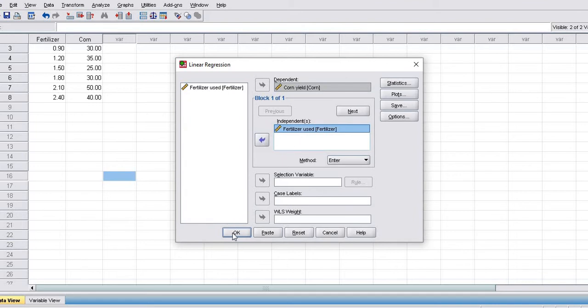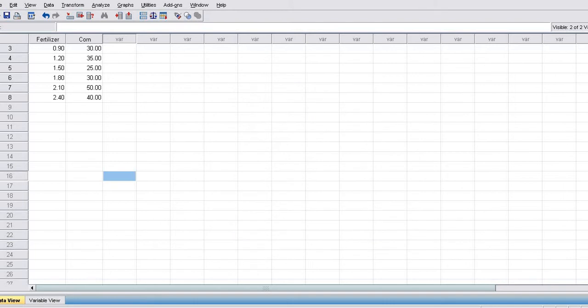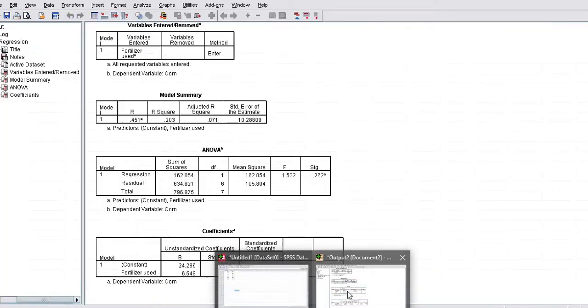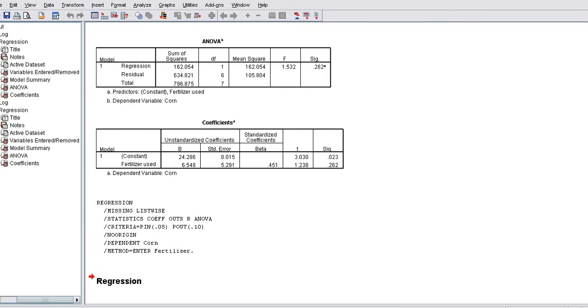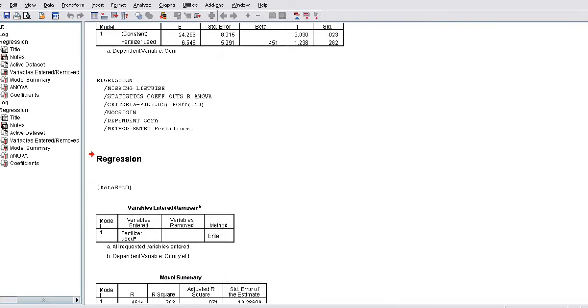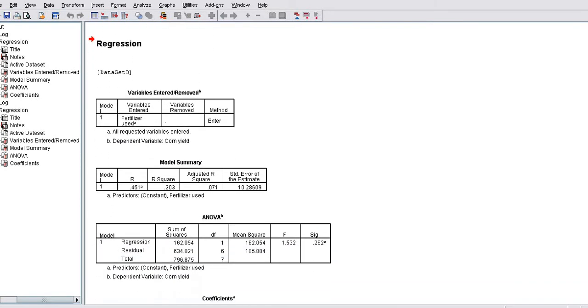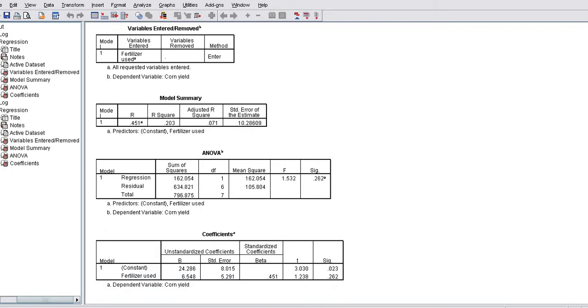Now okay, the output tables have been produced here. Regression analysis: these are the tables generated by this analysis. First we explain the last table, that is the table of coefficients. The regression equation is y is equal to a plus bx.